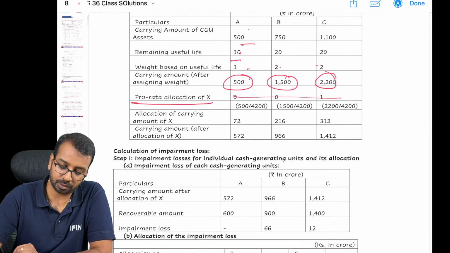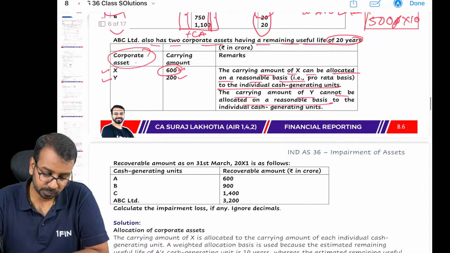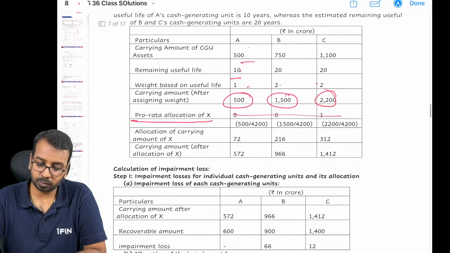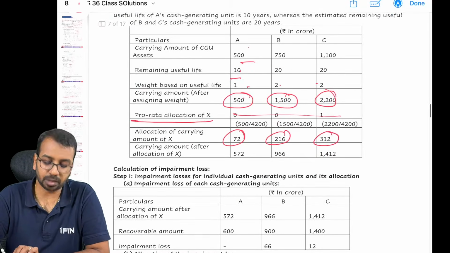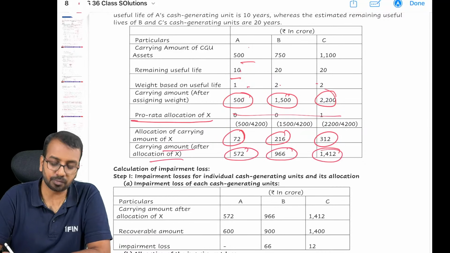How will I do the pro rata allocation of X? 500 divided by 4,200 into 600. So we get 72, 216 and 312. This is the allocation. Carrying amount after allocation: 572, 966 and 1412.